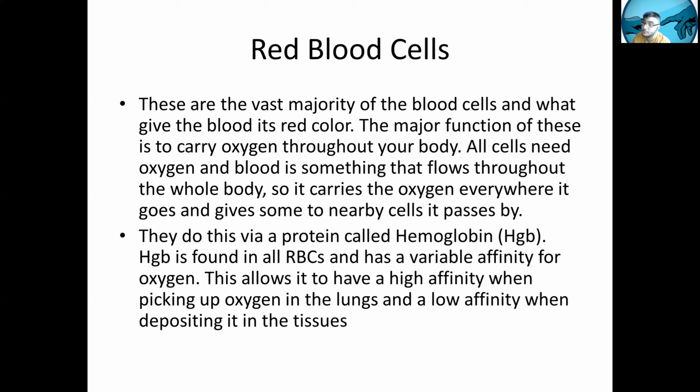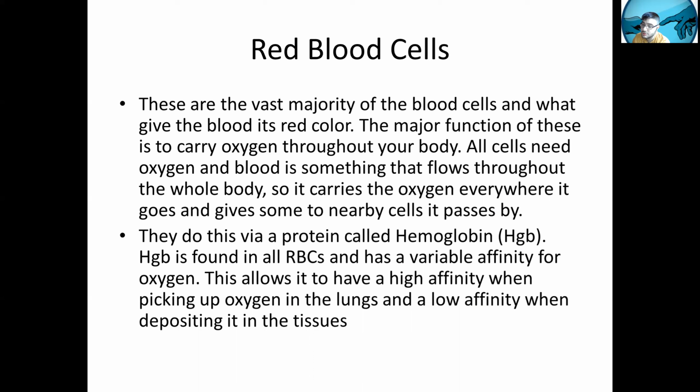Okay. The major function of red blood cells, and why we have so many, is that they carry oxygen throughout your body. Oxygen is very important, and all cells need it. Most cells can't make energy without oxygen. You need it for ATP synthesis. And blood flows throughout the whole body, so the blood carries the oxygen everywhere it goes, and as it passes by a certain tissue, a certain group of cells, some of the oxygen from the blood will go into these tissues and nearby cells and give them the oxygen so they can make their own energy.